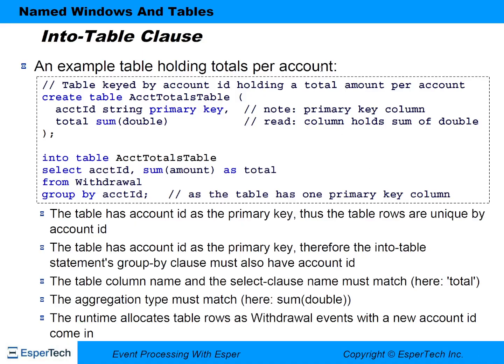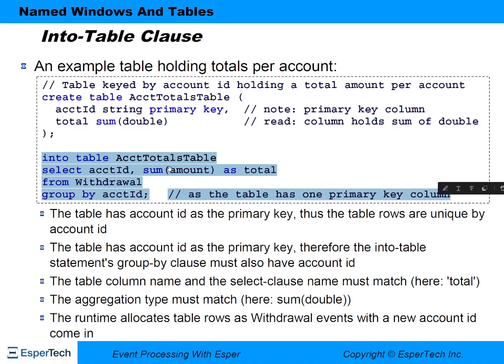This example table holds totals per account. Create table AccountTotalsTable (accountId string primary key, total sum(double)). Into table AccountTotalsTable, select accountId, sum(amount) as total from Withdrawal group by accountId.